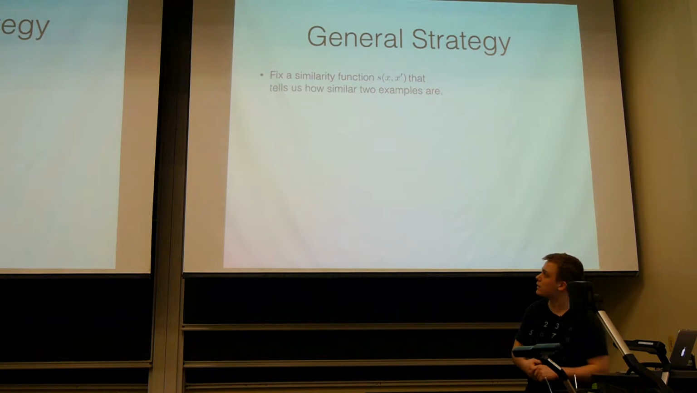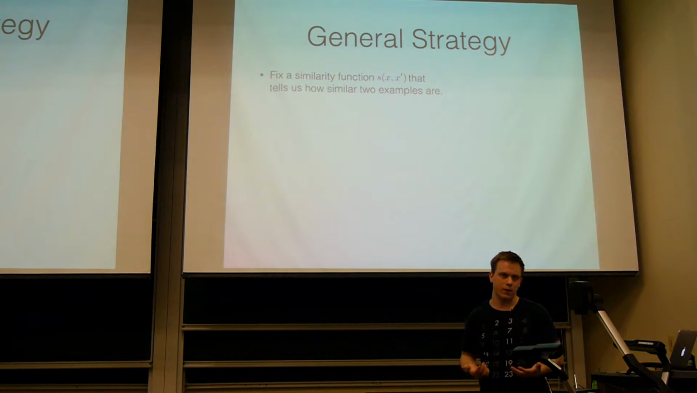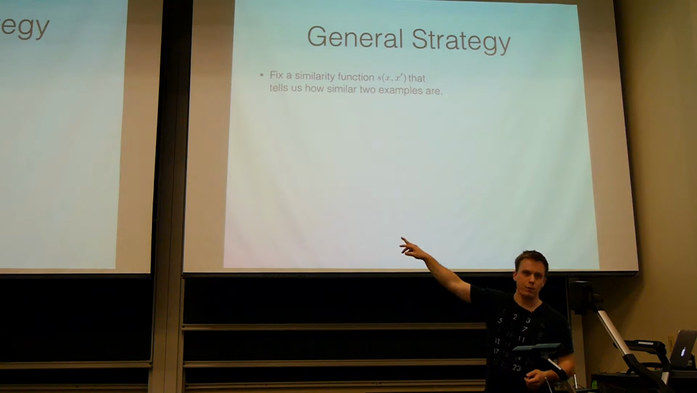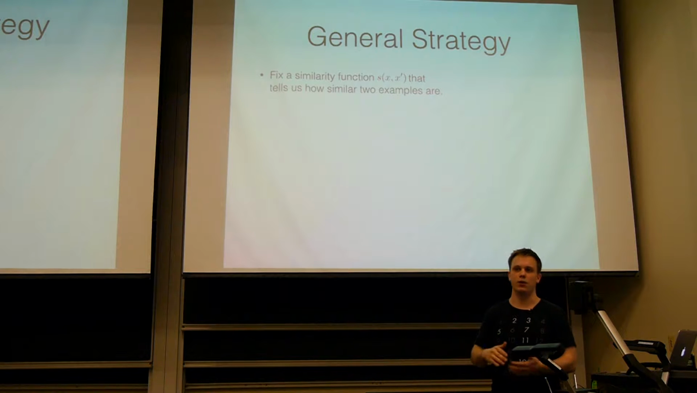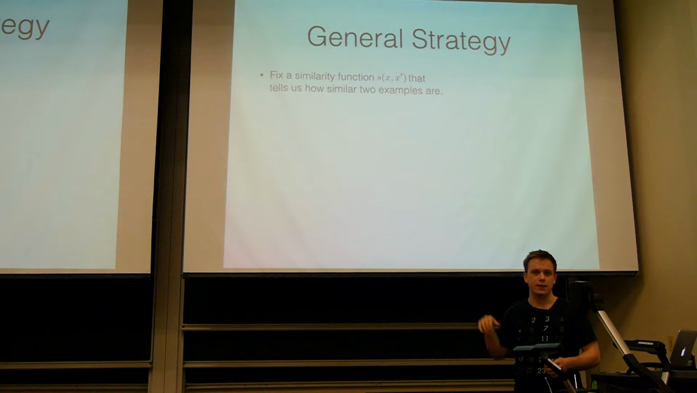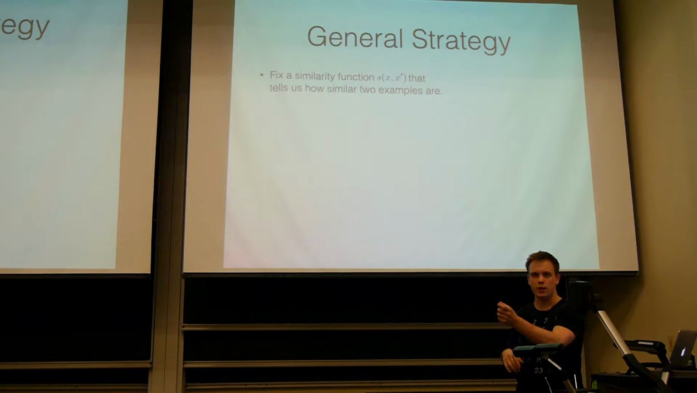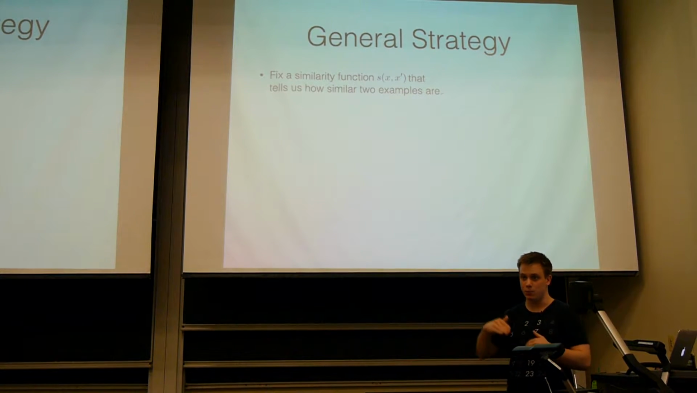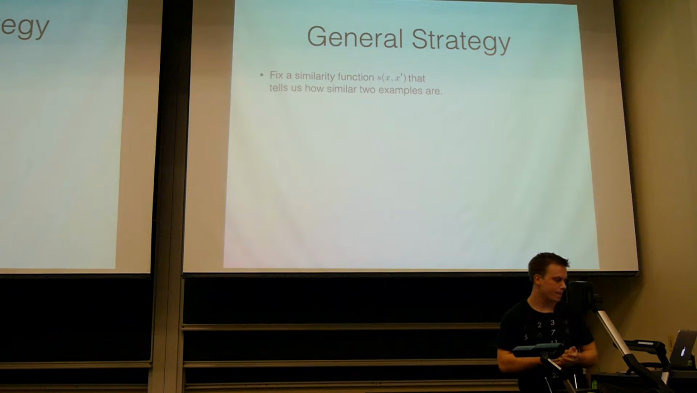The first thing we need to do is fix some way of measuring similarities. So we suppose that we have a similarity function S that takes in a pair of input vectors and tells you how similar they are. It's a big number if they're very similar, and a small number if they're different. An example of a similarity function would be radial basis functions. You could take the distance between the two points and then take e to the minus that. You have to do a little bit of a trick to make it big when they're close and small when they're far away.